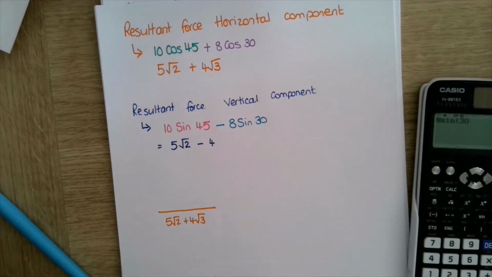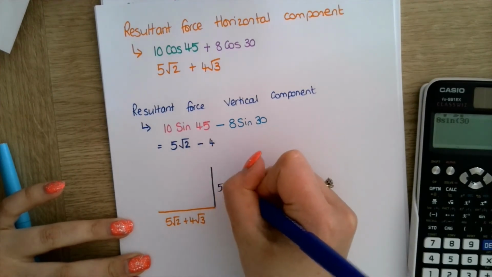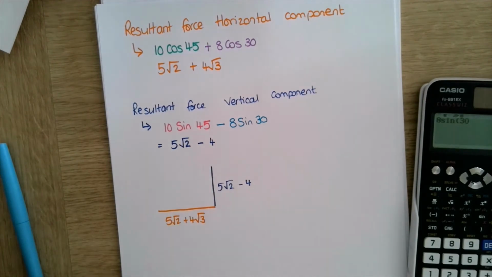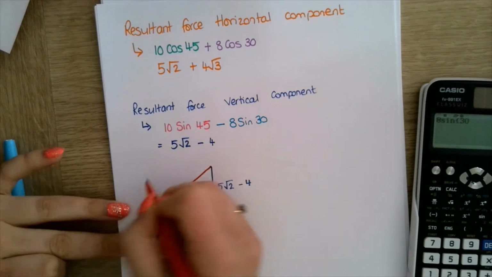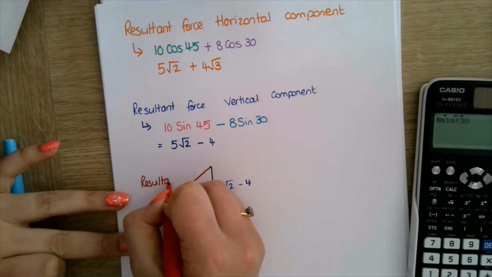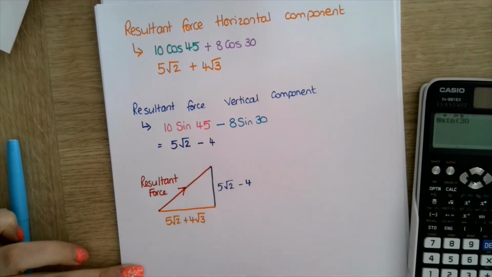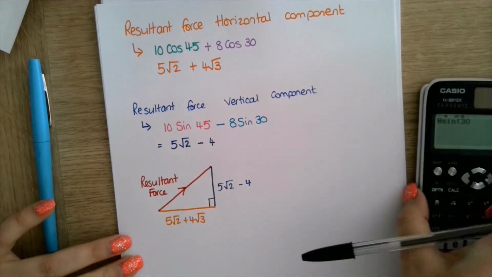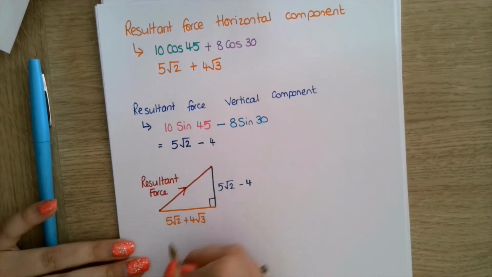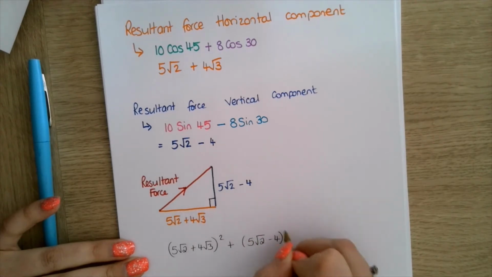Vertical component, 5 root 2 minus 4, and therefore my resultant force is going to be the magnitude of this squared plus this squared and square rooted, because I'm using Pythagoras' theorem to do that. So I'm going to have this squared, so 5 root 2 plus 4 root 3 all squared, plus 5 root 2 minus 4 all squared.